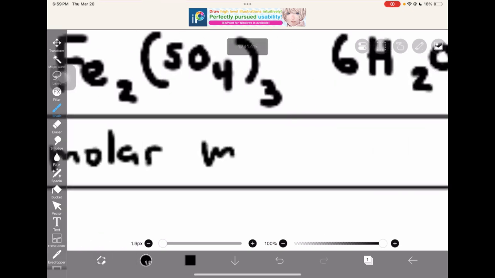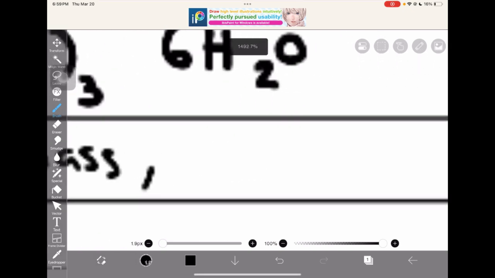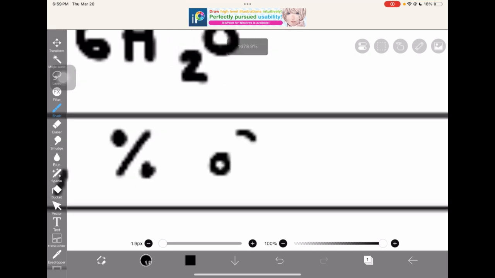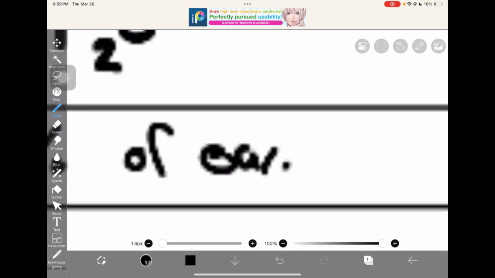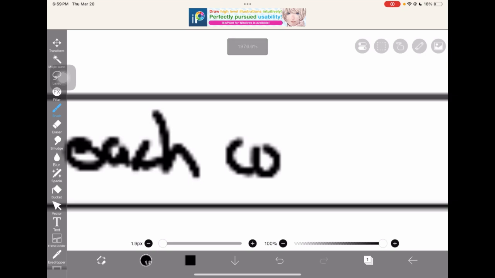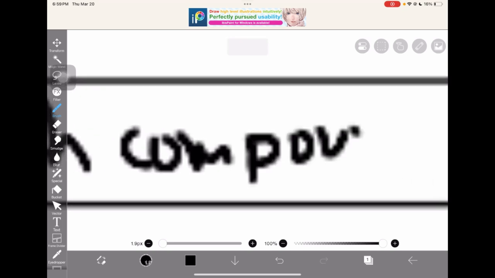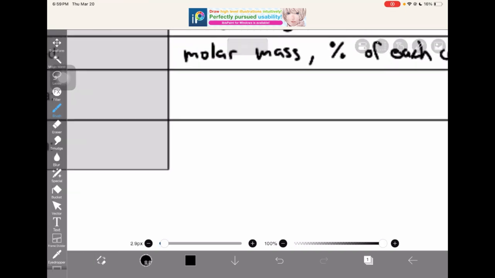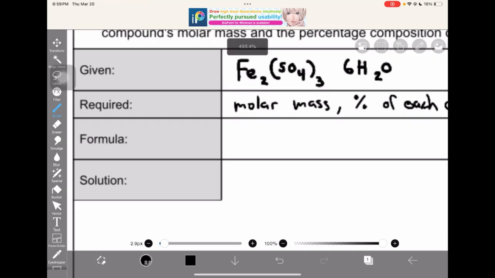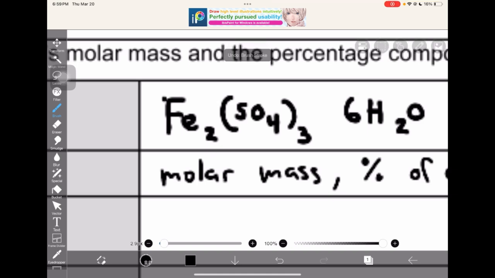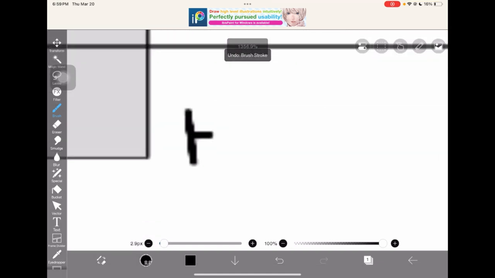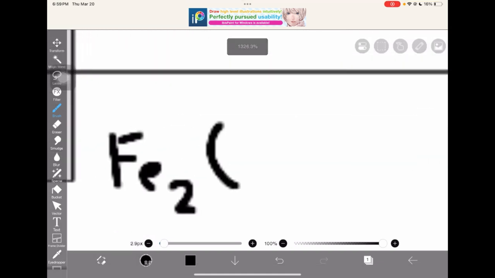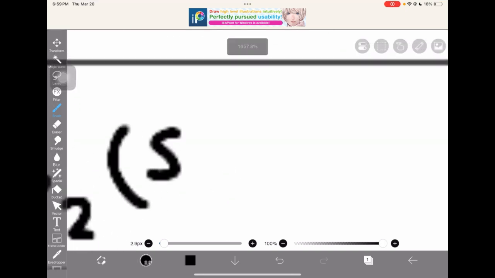molar mass of each compound, and I will explain to you how we can do this later. So first, let's start with the molar mass. So let's start with the Fe2. Let's divide it into three parts, shall we? No, two parts. So Fe2 in parentheses SO4 3.